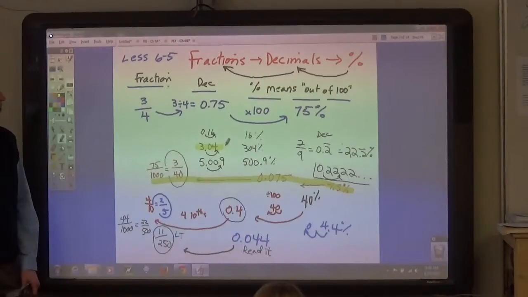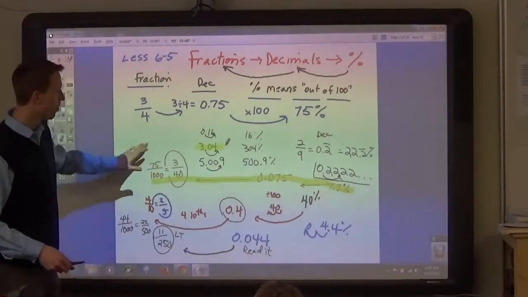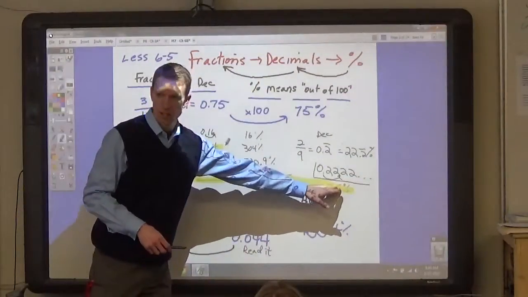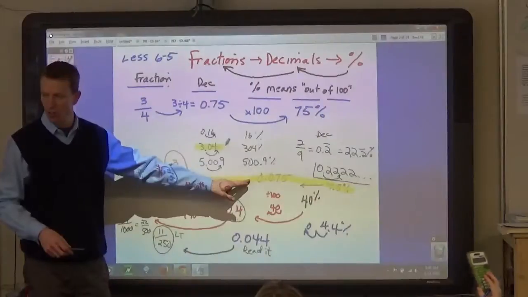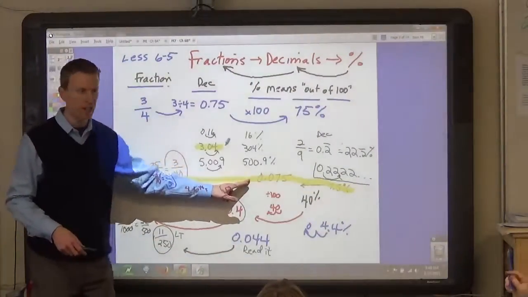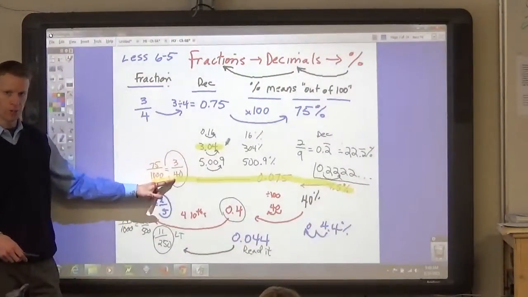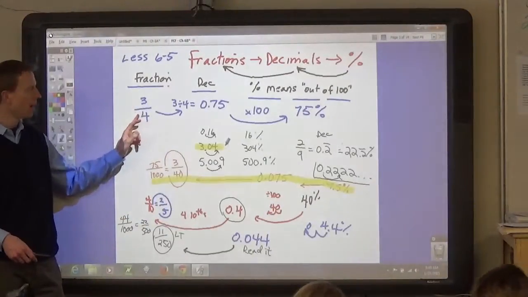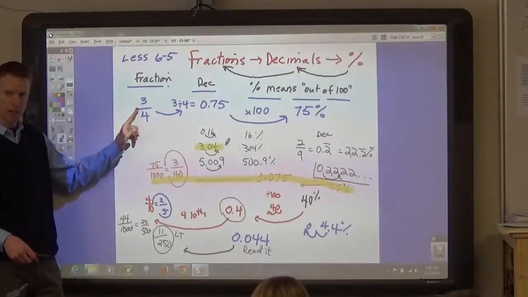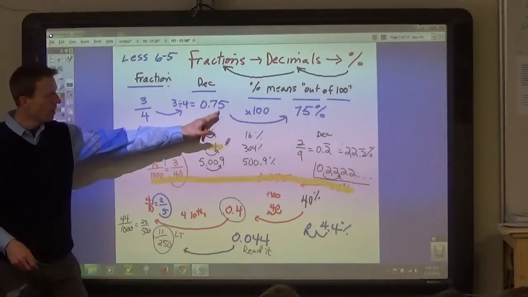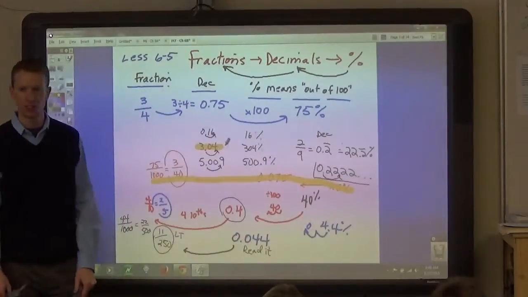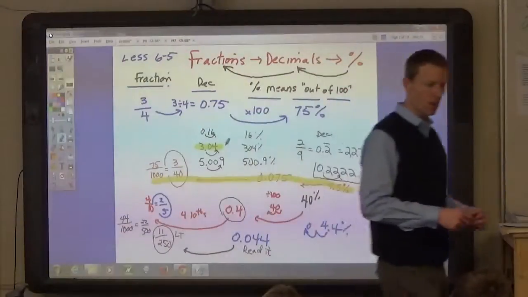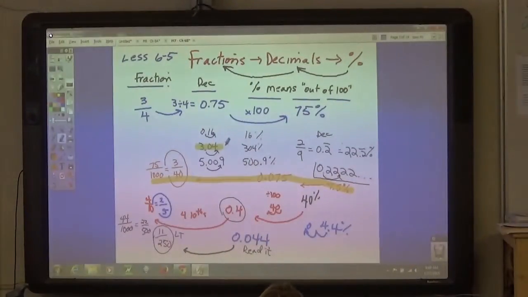Okay? So we are relating these by either starting with a percentage, dividing by 100 to convert it to a decimal, and then writing it as a fraction and reducing it. Or, starting with a fraction, dividing the numerator by the denominator to change it to a decimal, and then multiplying it by 100 to change it to a percent. That's all we're doing for today's lesson. It's just practicing that process.